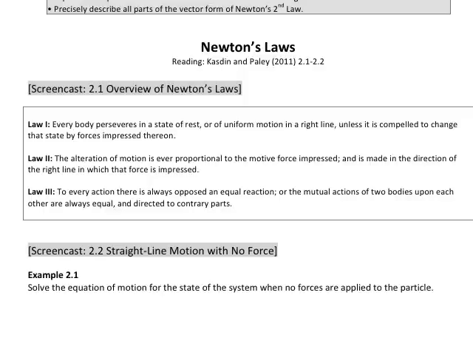So the first law, law number one, says every body perseveres in a state of rest or of uniform motion in a right line unless it is compelled to change that state by forces impressed thereon. Now, this very wordy description is essentially saying what you've heard before, which is an object in motion remains in motion unless acted on by another force. What that meant in the 1700s when Principia was published is that this is Newton really taking a jab at Aristotle.